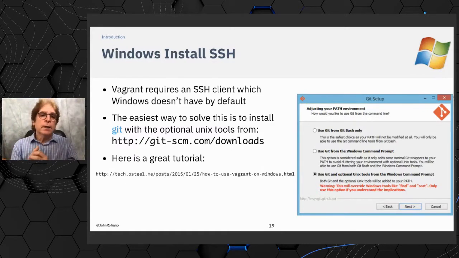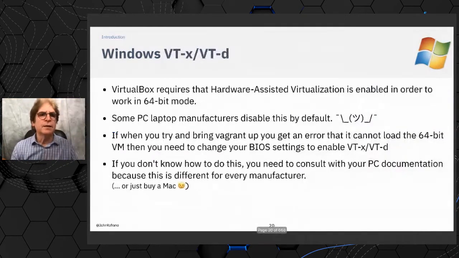But if you don't, when you install Git, there's an option here in the Git setup, the third option. The first one is the default, which says use Git from Git Bash only. The third one says use Git and optional Unix tools from the Windows command prompt. If you select that one, it will give you everything you need. You'll get an SSH client. You'll get all the stuff that Windows needs to talk to Unix computers. So that's kind of key.